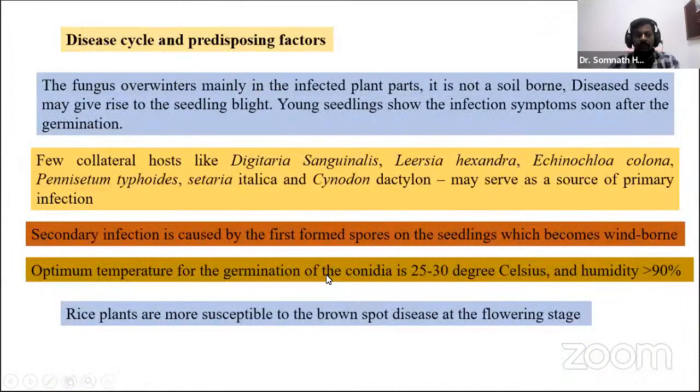If we see the disease cycle and predisposing factors, the fungus overwinters mainly in the infected plant parts. The diseased seeds may give rise to seedling blight. The young seedlings show the infection symptoms soon after germination. These are the different collateral hosts which are reported; the pathogen survives on these collateral hosts, and they may serve as a source of primary infection.